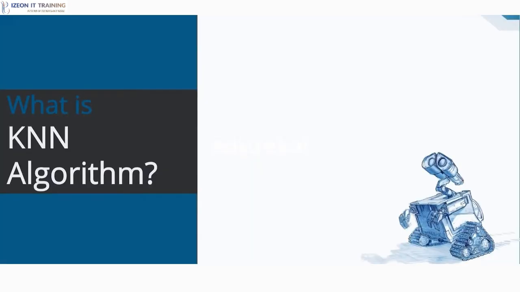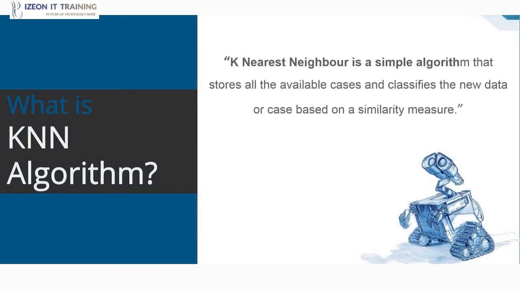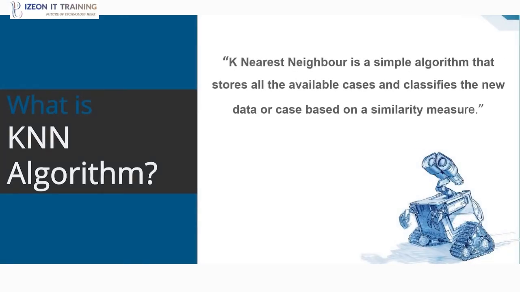What is the KNN algorithm? Well, K nearest neighbor is a simple algorithm that stores all the available cases and classifies the new data or case based on a similarity measure. It suggests that if you are similar to your neighbors, then you are one of them, right? For example, if an apple looks more similar to a banana, orange, or melon rather than a monkey, rat, or a cat, then most likely the apple belongs to the group of fruits.